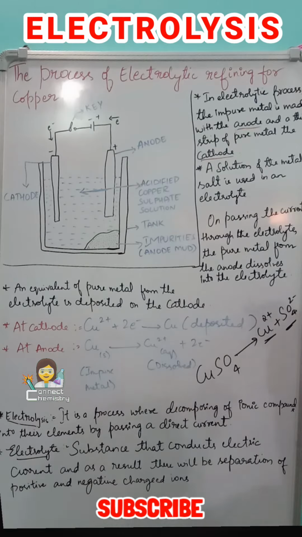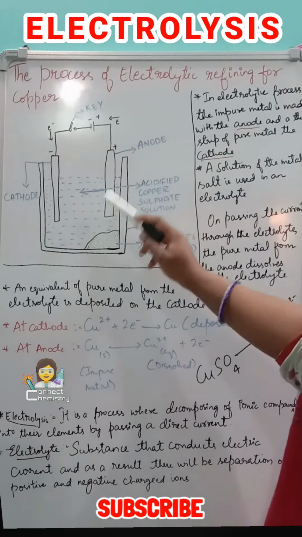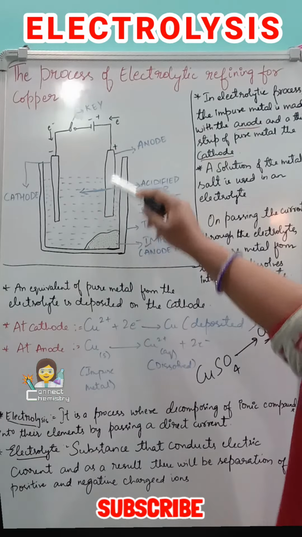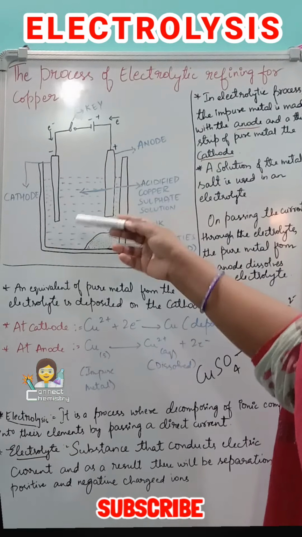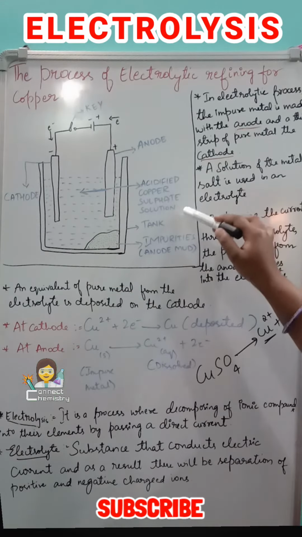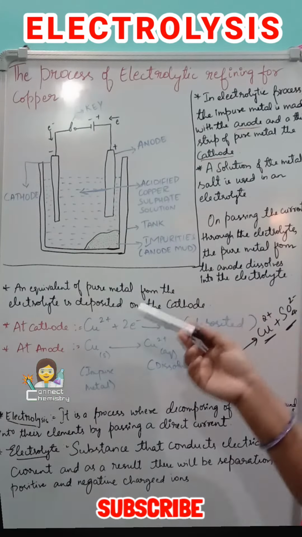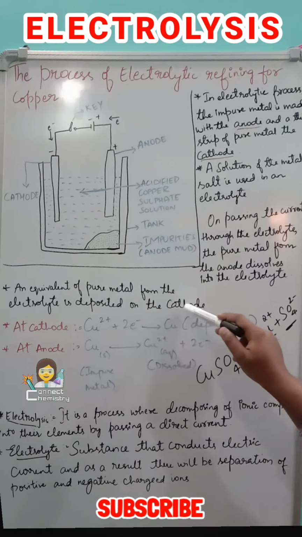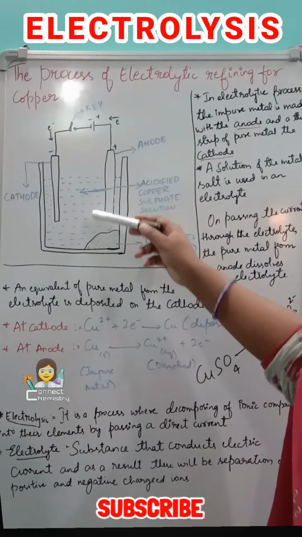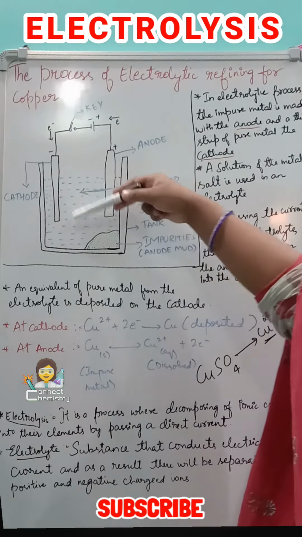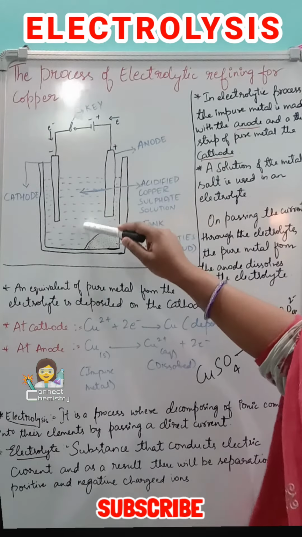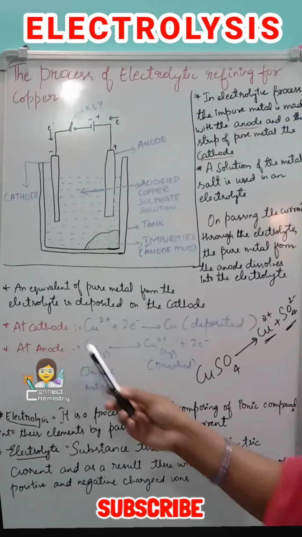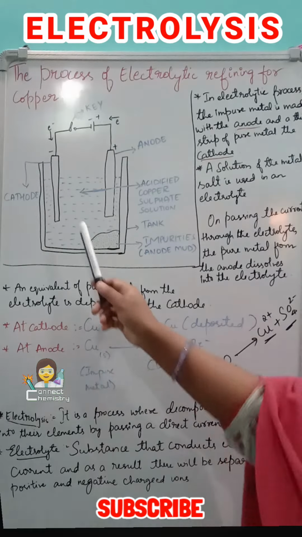In the next step, on passing the current through the electrolyte, the metal from the anode dissolves into the solution, which is acidified copper sulfate solution. Then, an equivalent amount of pure metal from the electrolyte is deposited on the cathode. So these are the reactions happening on the cathode and anode.